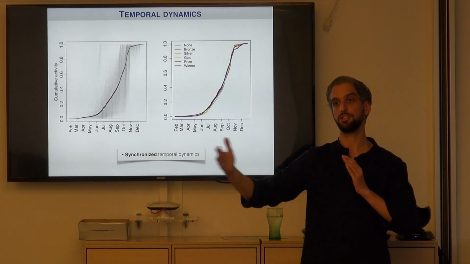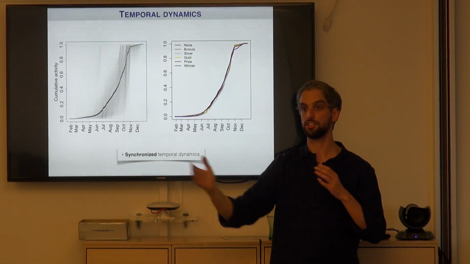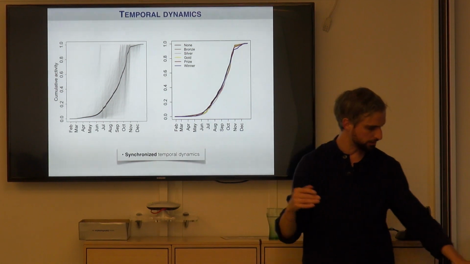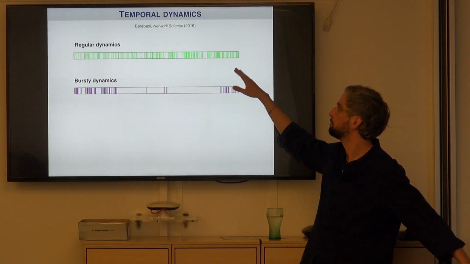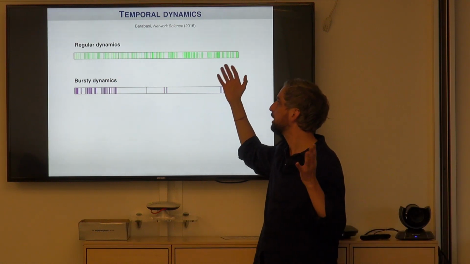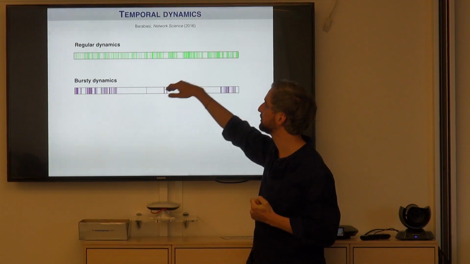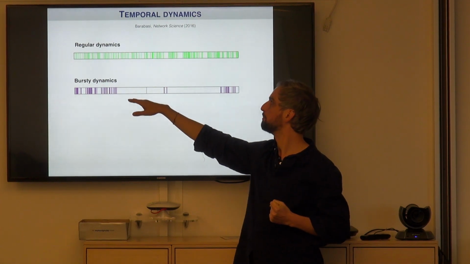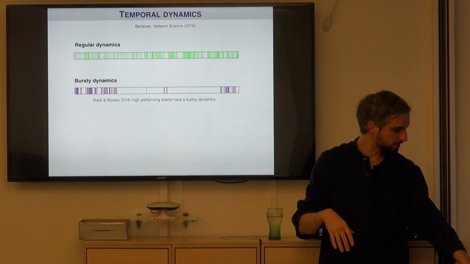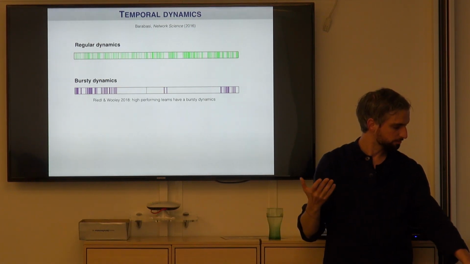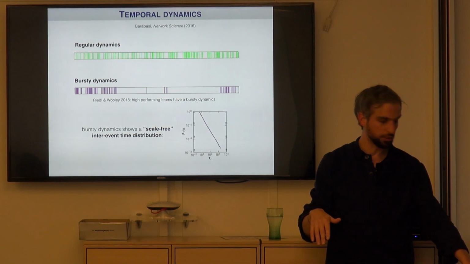What is known now, and what is not shown here, is that you can have different ways to organize your work. You can be regular in your organization, or you can be bursty, so you can have different inter-event times. For the same average activity, you can have regular dynamics of teams, or bursty dynamics, and it's been shown already that high-performing teams have more bursty dynamics.